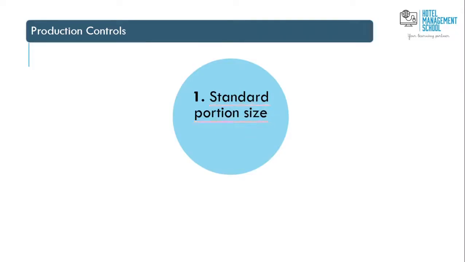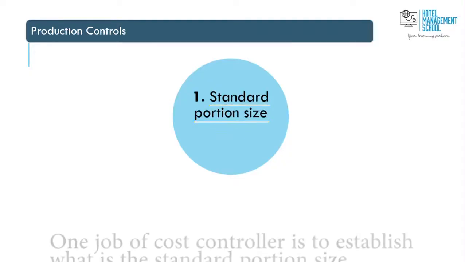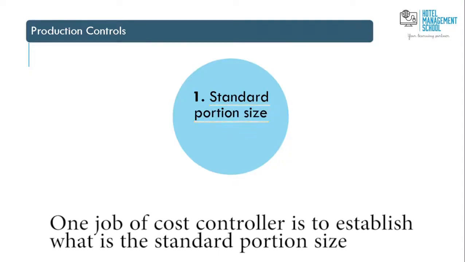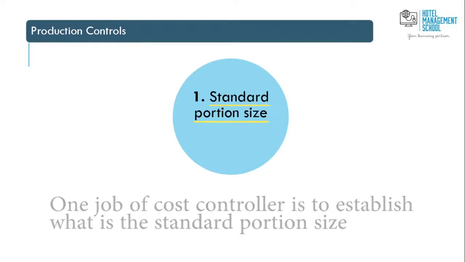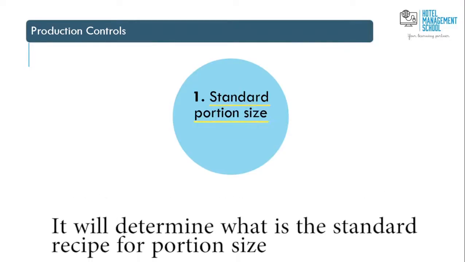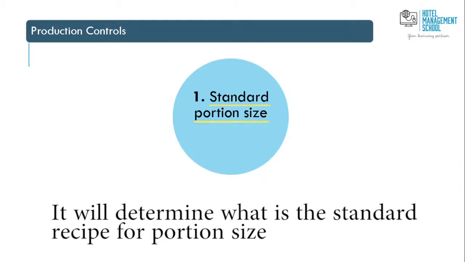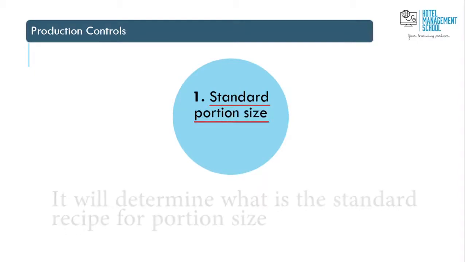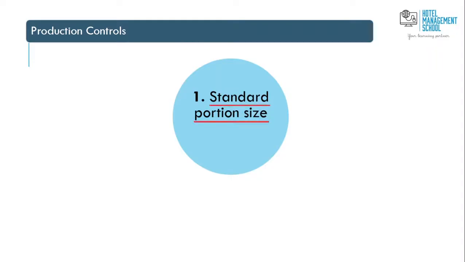So these are all different standards for each and every customer, each and every company, what they are providing to their customers. So one job of the cost controller is to establish the standard portion size. The standard portion size will determine the standard recipe for that portion size, right? If the portion size is 250 grams, the recipe cannot be 100 grams. The recipe will have to match the portion size, correct? So this is something which you need to establish, and this is the first step.